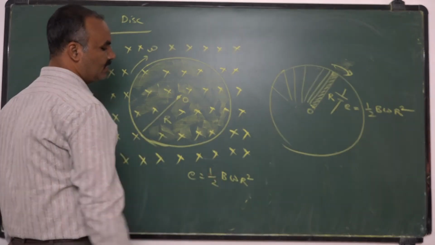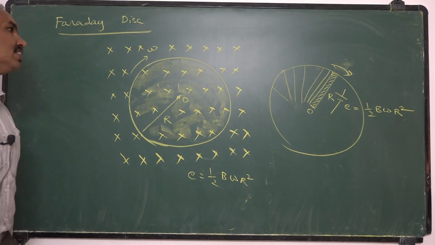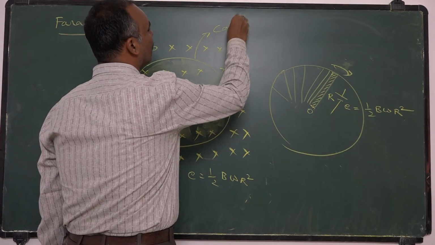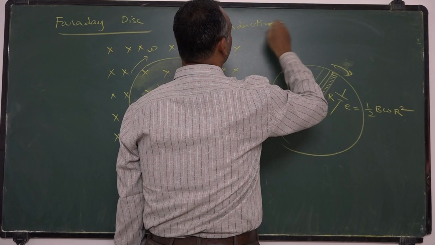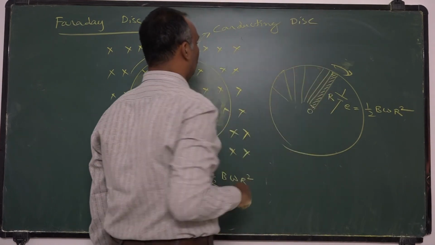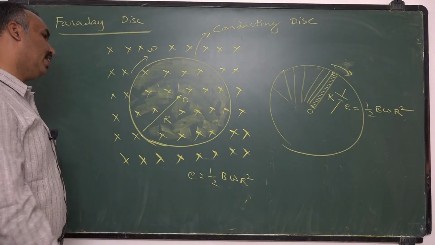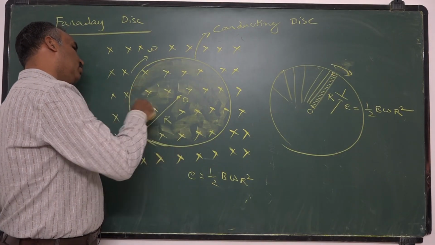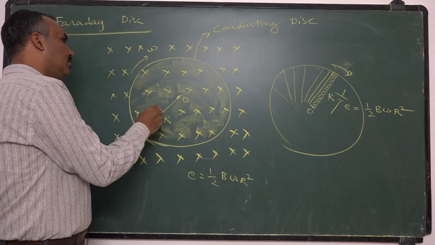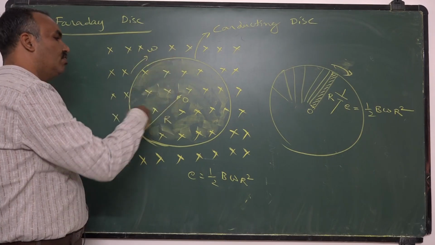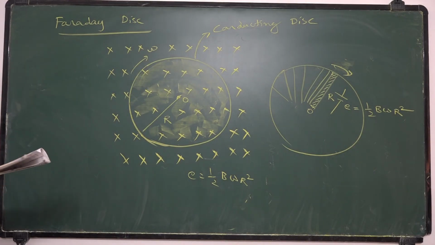The EMF developed is half B omega r square, and this is a conducting disc, meaning aluminum-like material is used for making this disc. Whenever it is rotating, the number of lines passing through the surface is fixed, and the position of the disc is also fixed. Due to the rotation of the disc, the EMF developed is given by half B omega R square.